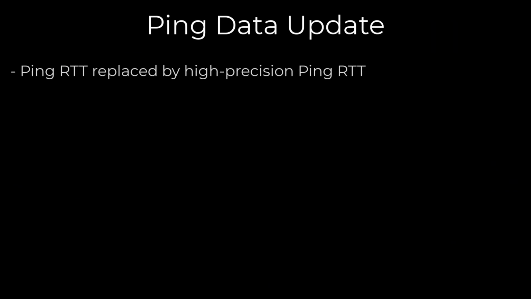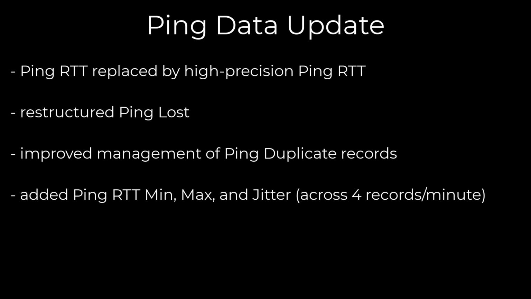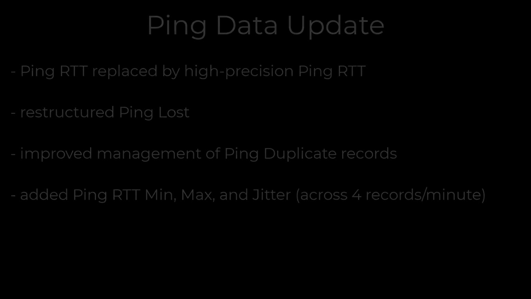We've also restructured our ping data. The old ping RTT has been replaced entirely by what was previously our high precision ping RTT, and all associated reports and dashboards are updated and upgraded to utilize this new default. We've simplified and expanded our ping loss data, updated how we record ping duplicates, and added ping RTT minimum, maximum, and jitter at 1 minute granularity. If you have custom ping reports, dashboards, thresholds, or alerts, then you may want to check the documentation for details on the additional data that will be available to you.